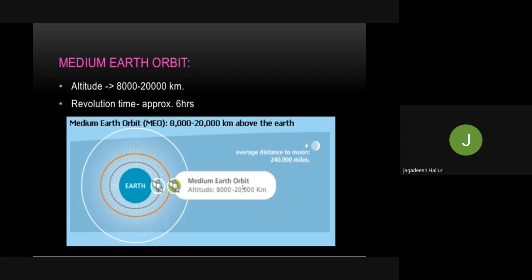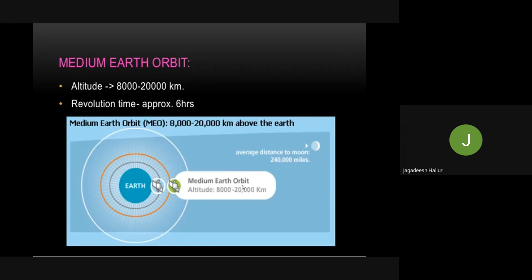Next, the second orbit is medium Earth orbit. In short form, it is called MEO. Low Earth orbit, in short form, is called LEO, and medium Earth orbit is called MEO. The height of this satellite increases compared to a low Earth orbit satellite, that is, 8,000 to 20,000 kilometers. It is far away from the Earth.